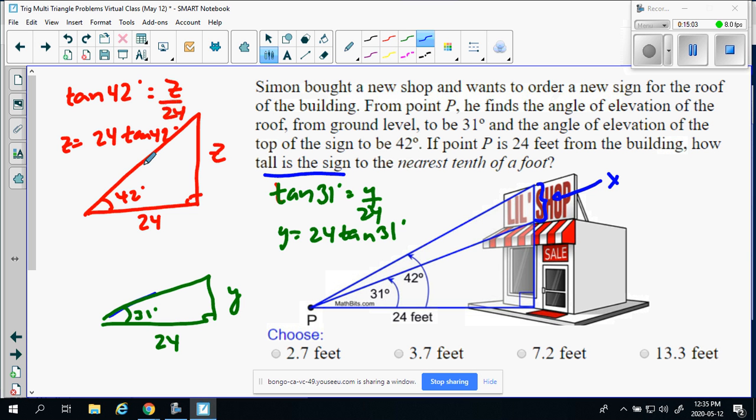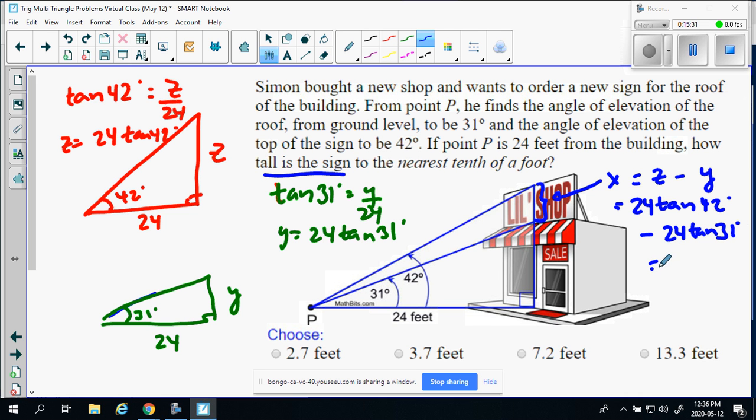These are exact values right now. They're not rounded or anything. I know that ultimately, in the end, I'm just going to minus these in order to get x. I'm going to take the long one, z minus y. So I know that this is z minus y. So instead of typing this in my calculator, I'm just going to string it all together. So I'm going to go 24 tan 42. And then I'm going to subtract 24 tan 31.